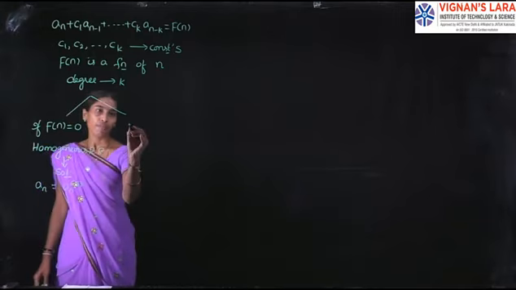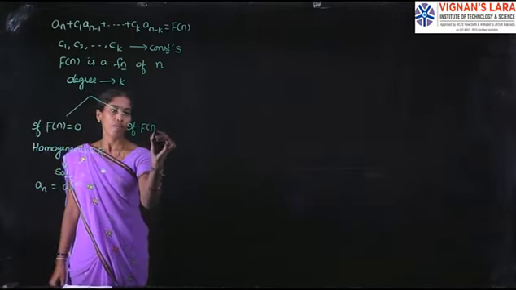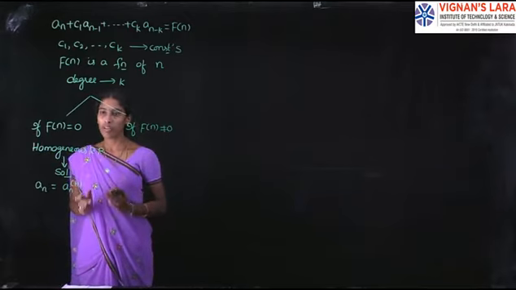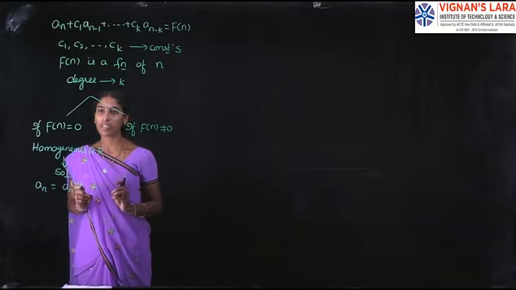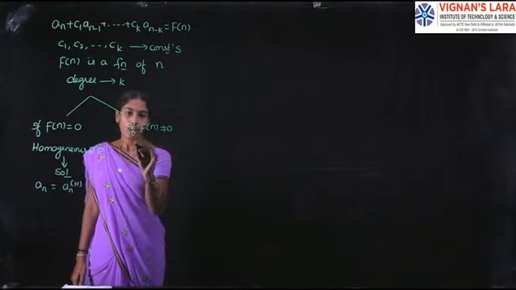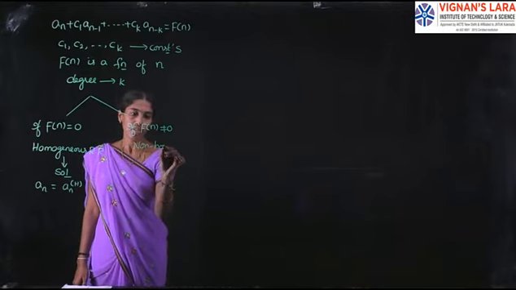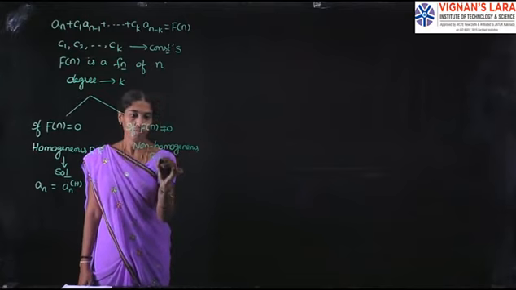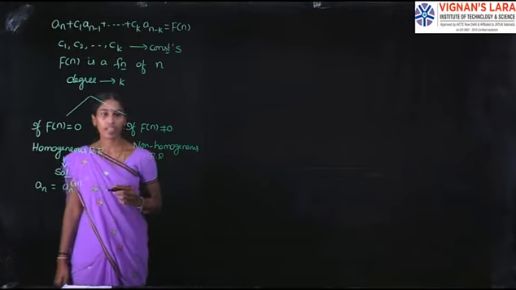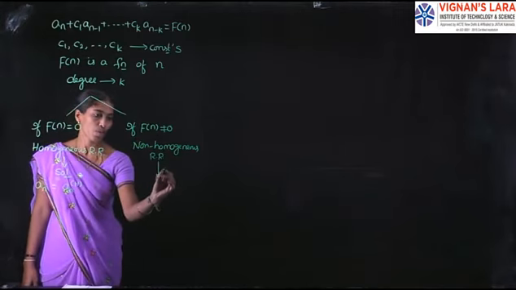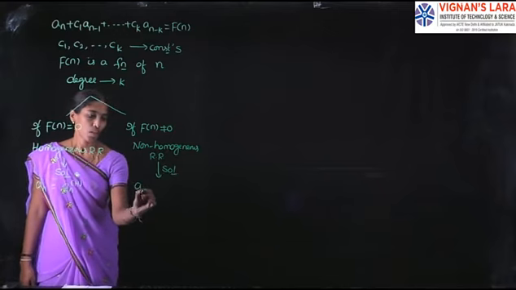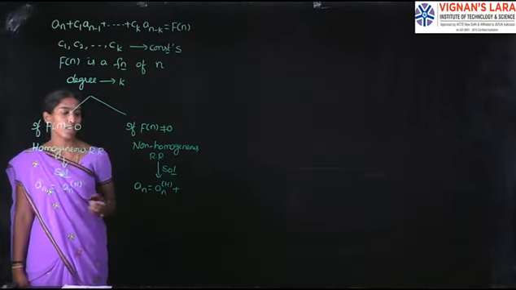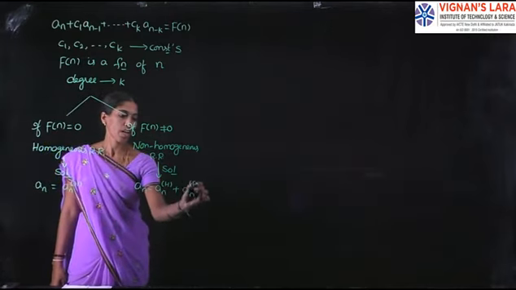If f(n) is not equal to 0, what is f(n)? It is a function of n which contains only the variable n and constants. It does not contain any sequence term a_n. It is called a non-homogeneous recurrence relation. Its solution is of the form a_n = a_n^(h), the homogeneous part, plus a_n^(p), which we call the particular solution.